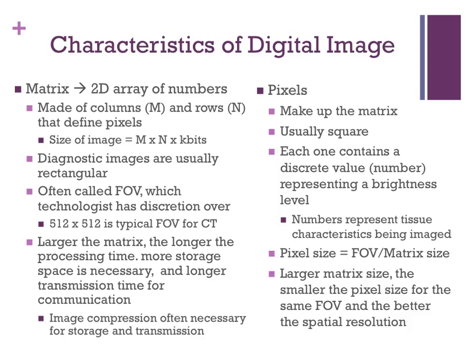Usually diagnostic images aren't square, but are rectangular in shape. The radiology tech selects the matrix size when they are imaging a patient, and this is often called the field of view. 512 by 512 is the typical field of view for CT. The larger the matrix, the longer the processing time and the more storage space that is necessary, and the longer the transmission time for the communication. So image compression is often necessary for the storage and transmission requirement.